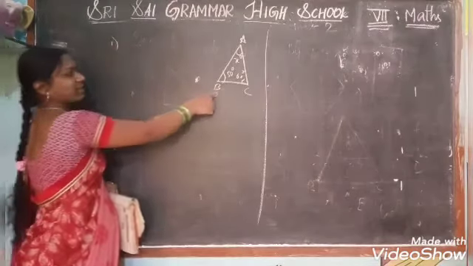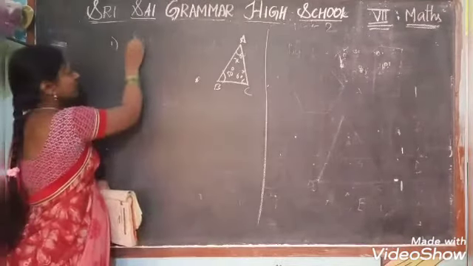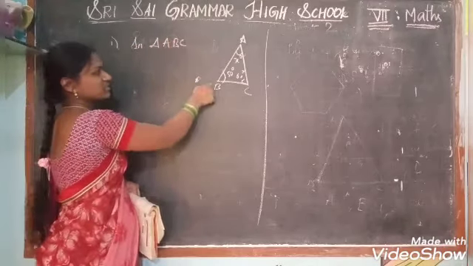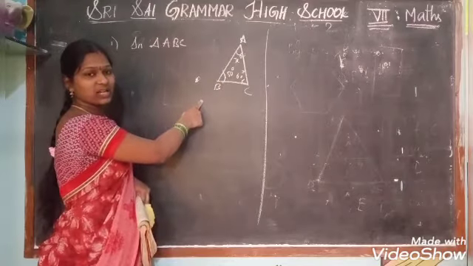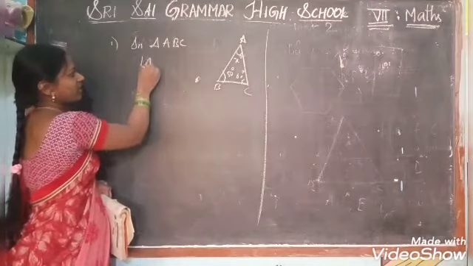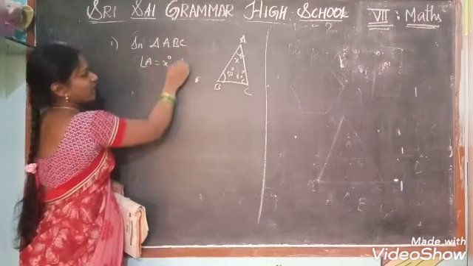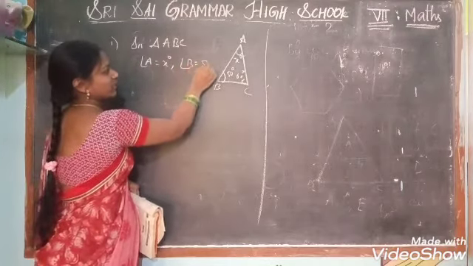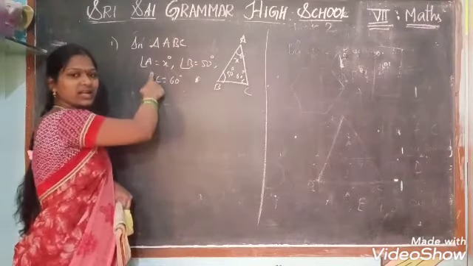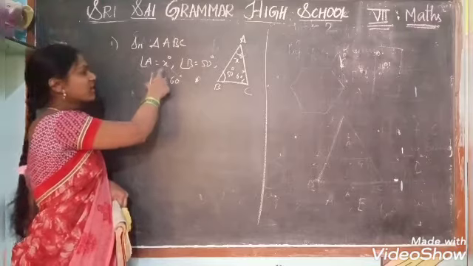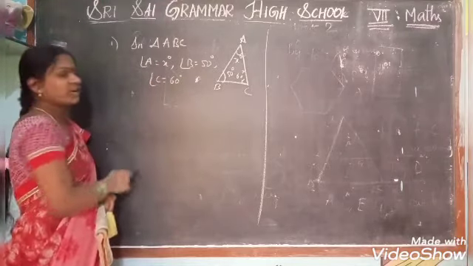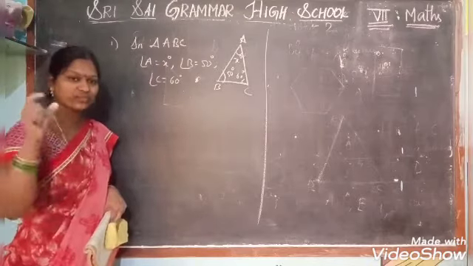Now, in triangle ABC, this is triangle ABC, yes or no? We know the angles: angle A equals x degrees, angle B equals 50 degrees, angle C equals 60 degrees. They have already mentioned the angles. From this we have to find the value of x.